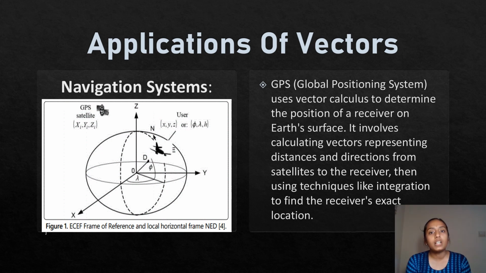It could be in booking a cab or finding a place on Google Maps. We notice that the application usually takes our current location automatically. That is happening by the use of a very vital mathematical theory or practice, that is vector calculus. It involves calculating vectors representing distances and directions from satellite to the receiver, and then using techniques like integrations to find the exact location of the person that is trying to use these applications. So this is one important application of vectors.